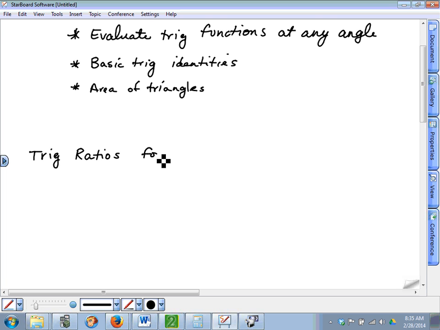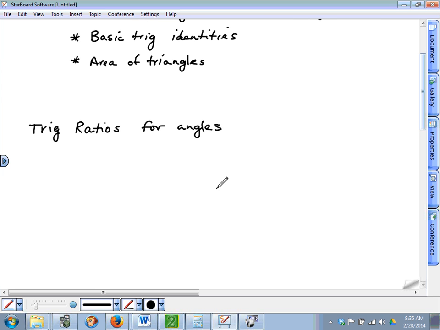Trig ratios for just a random angle, not within a triangle. So let's draw a graph. We're not just going to look at angles floating around in space. We're going to look at angles in standard position, which we talked about in 6.1.